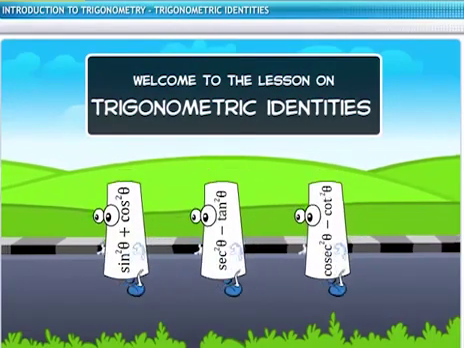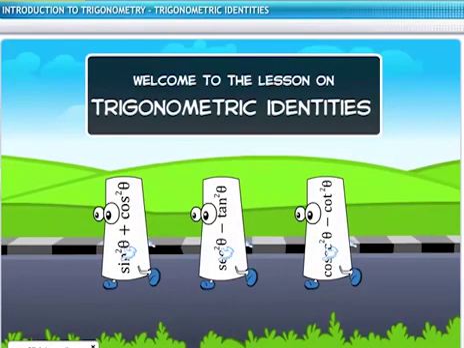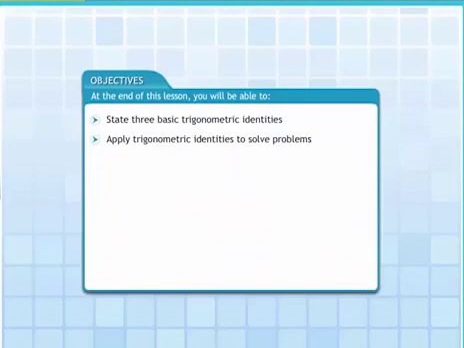Welcome to the lesson on trigonometric identities. At the end of this lesson, you will be able to state 3 basic trigonometric identities. You will also be able to apply these trigonometric identities to solve problems.